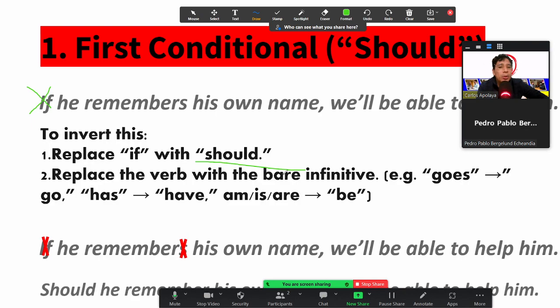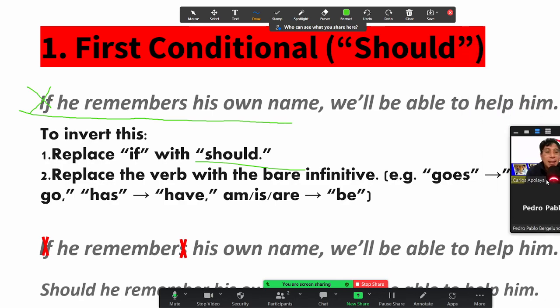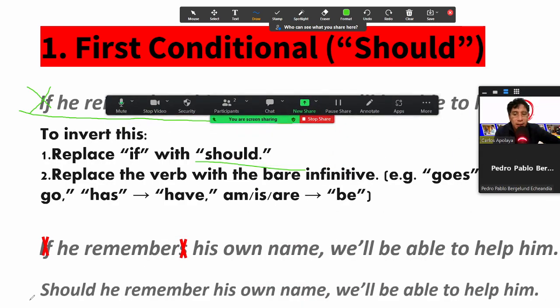Reemplaza el verbo con el bare infinitive, que le vamos a llamar forma base. Por lo tanto, si tengo, if he remembers his own name, we'll be able to help him. Voy a hacer, should he remember his own name, we'll be able to help him. Should remember. Did you understand?